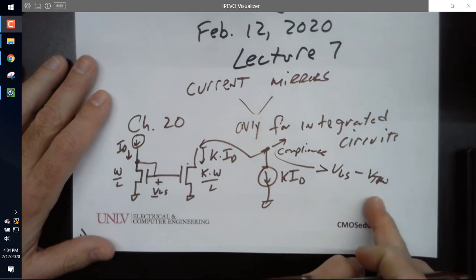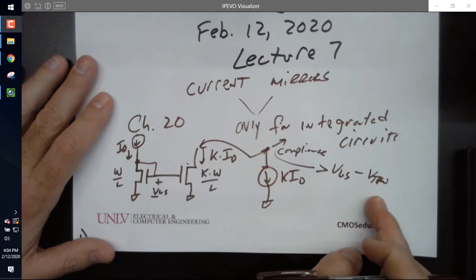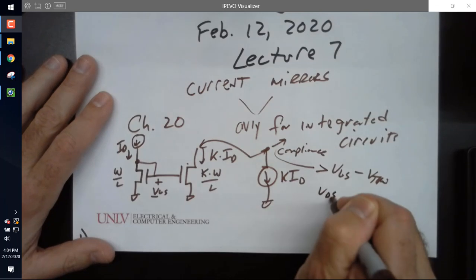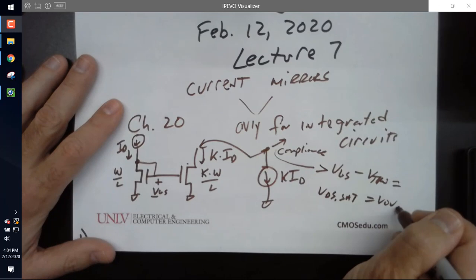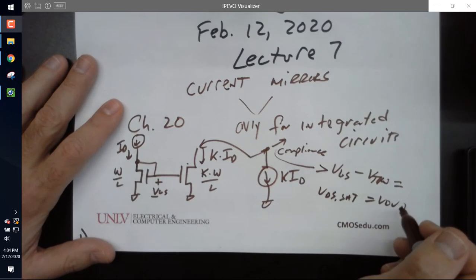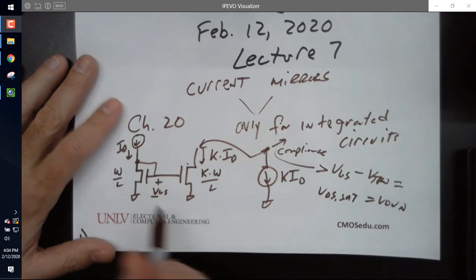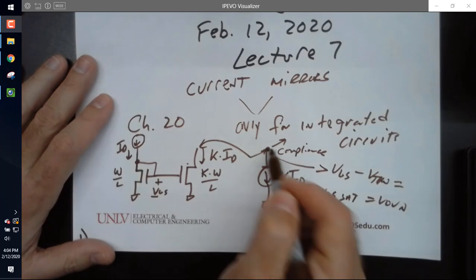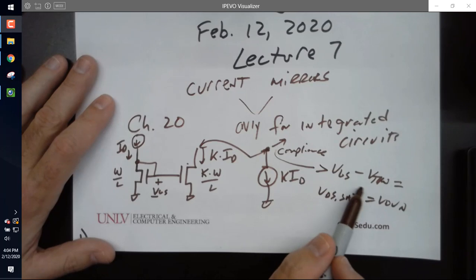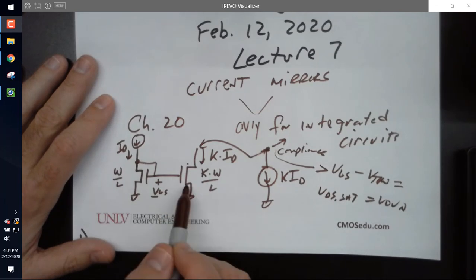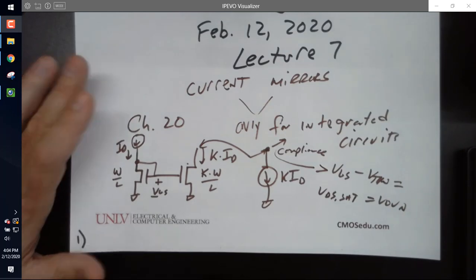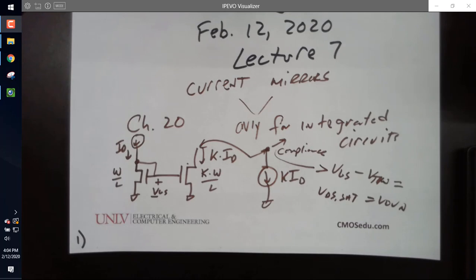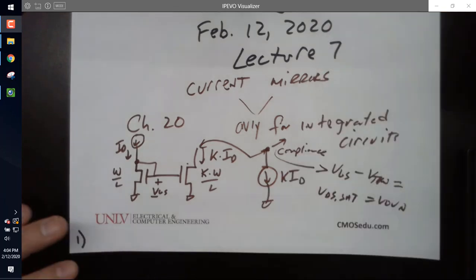Right? And what was another name for that from last time and other times? VDS sat. What's another name? V overdrive. All right? Does everybody follow? So this is the basic idea. So as long as I keep this voltage above this VDS sat, this transistor behaves like a current source, or sink, I guess, because it's sinking current, and mirrors the current over here. We all good? Okay, so let's show that in math.